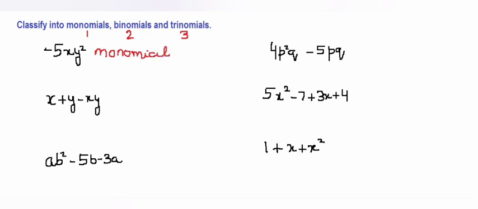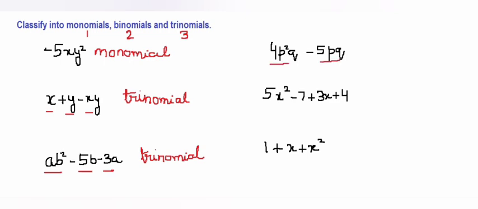Here you can see that we have three terms. First is this, then you have a plus sign, another is this, second is this, and third is this. So we have three terms here. So I will classify it as trinomial. Let's move on to the next. Here also you can see we have three terms. AB square is first, minus 5b is second, and minus 3a is third. So here again this is your trinomial. We come on to this. So here you have two terms. Only two terms are there. So this is termed as your binomial.